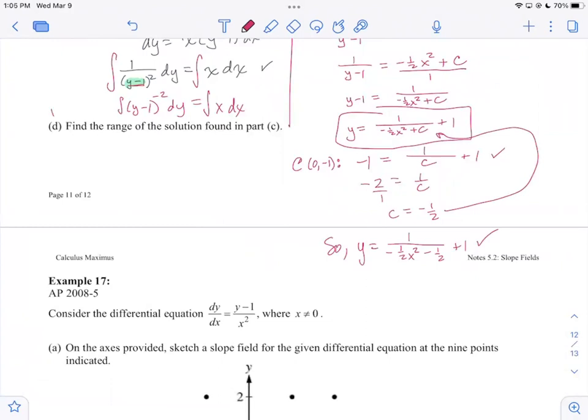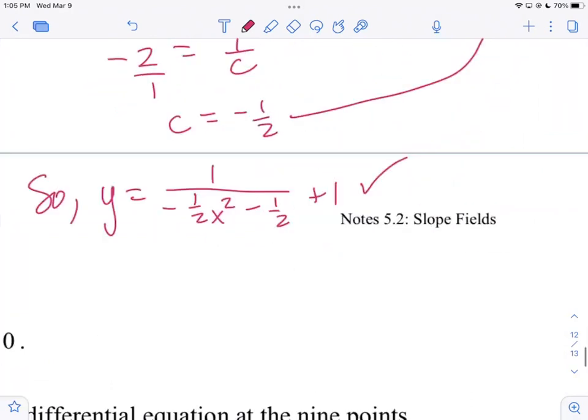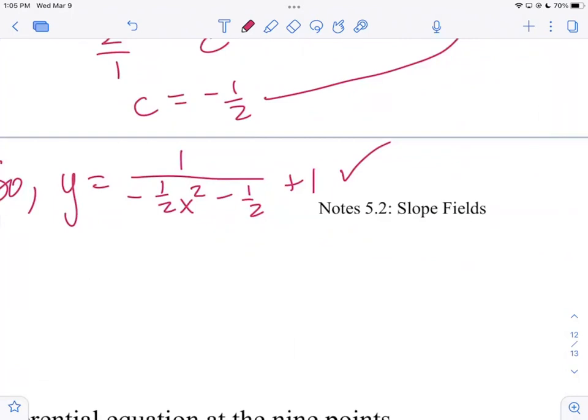Now, here's the head scratcher part. Find the range of the solution. That is, what y values does this graph take on?